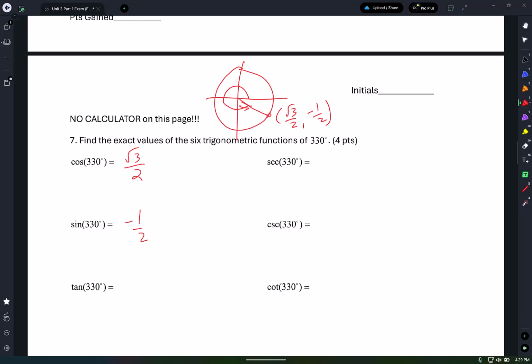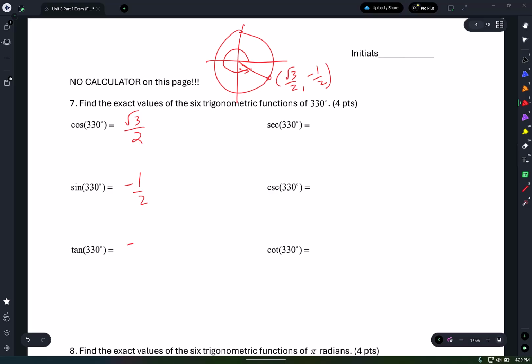Tangent is y divided by x. So negative 1/2 divided by square root of 3 over 2. So you can leave it as negative 1 over square root of 3, or you can say negative square root of 3 over 3, when you multiply the top and the bottom by square root of 3 over square root of 3.